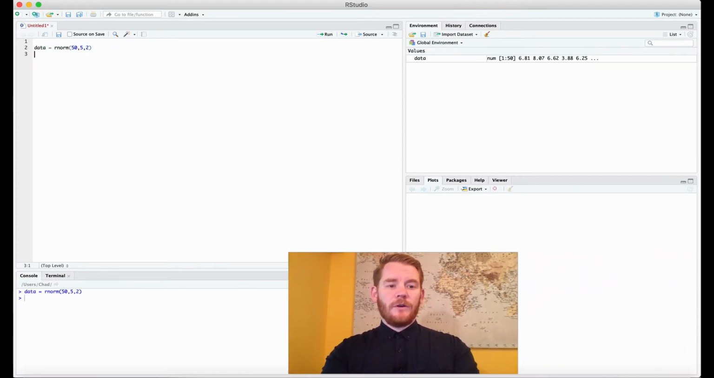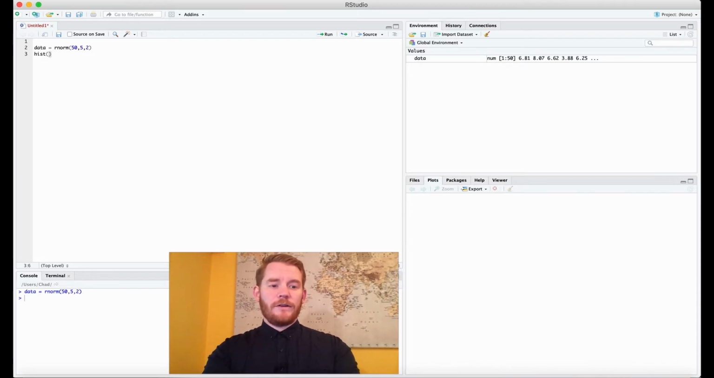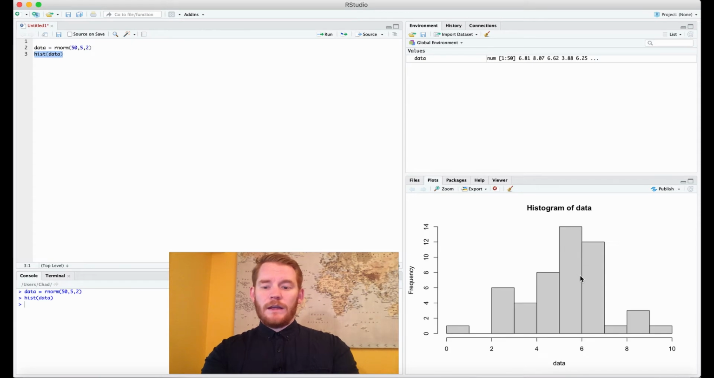And what we should always try and do is plot our data first. So let's do that with a histogram here. And what we see is a normal distribution with about 50 individuals there.